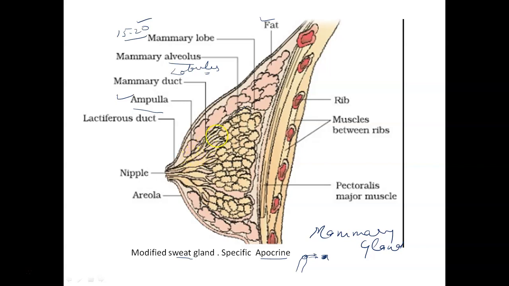So this is the mammary duct. Because the mammary lobules form the milk, it will come to the mammary duct, and this mammary duct will then release the milk into the ampulla where the temporary storage is. Then at the time of suckling by infants, it will enter into the lactiferous duct.